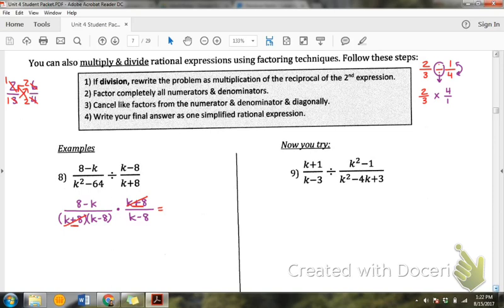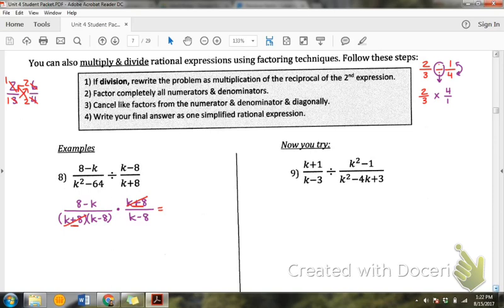So you can cancel up and down, diagonally, but what you can't cancel is this. I cannot cancel this k minus 8 and this k minus 8, because they're on the same level. Can't cancel the same level, all right? So, does anything else look like it could be canceled?